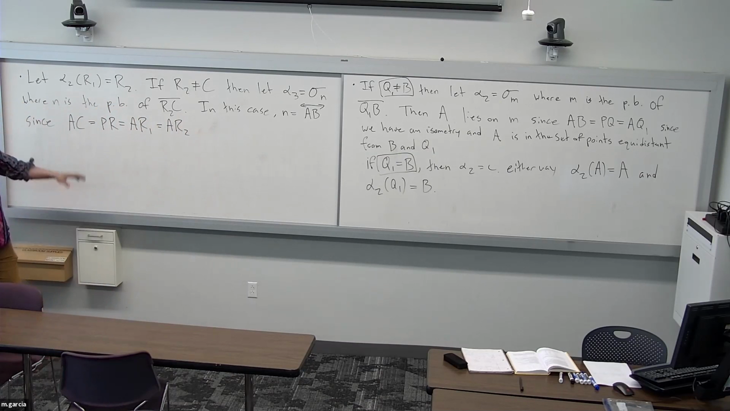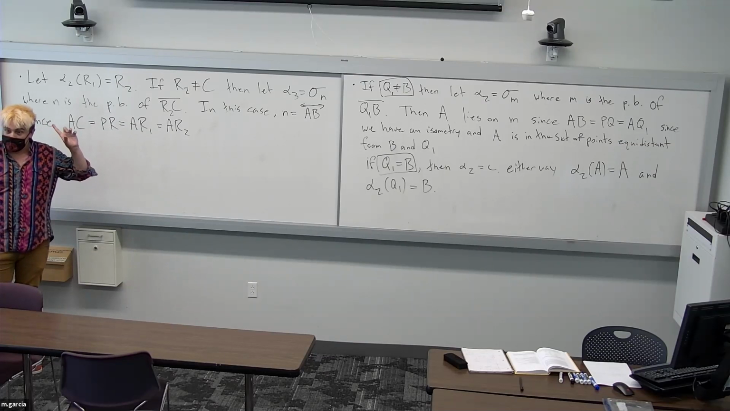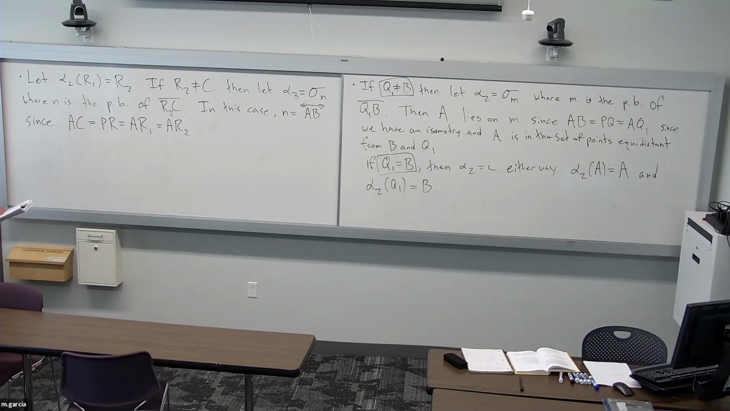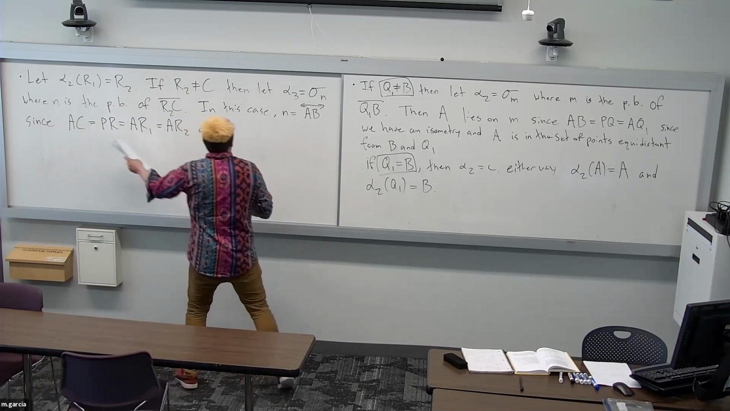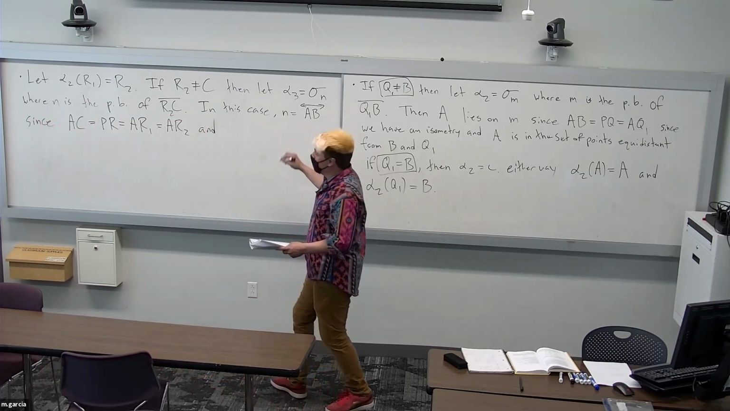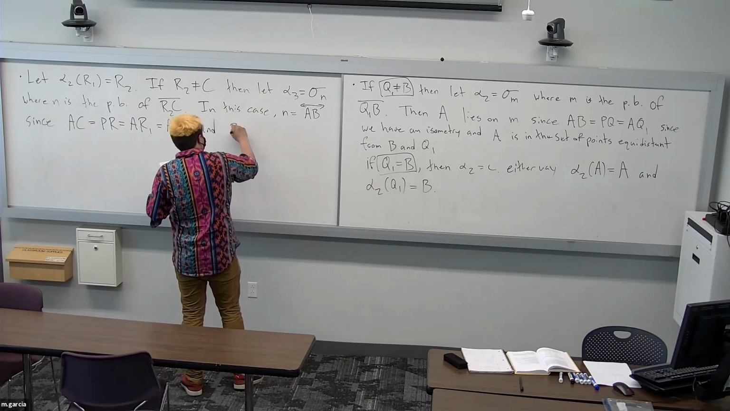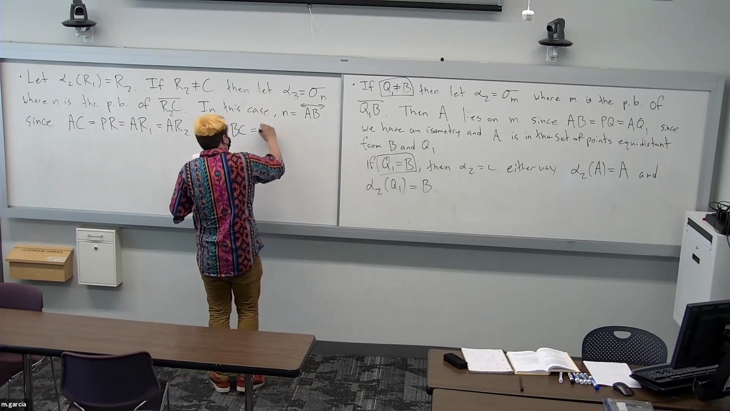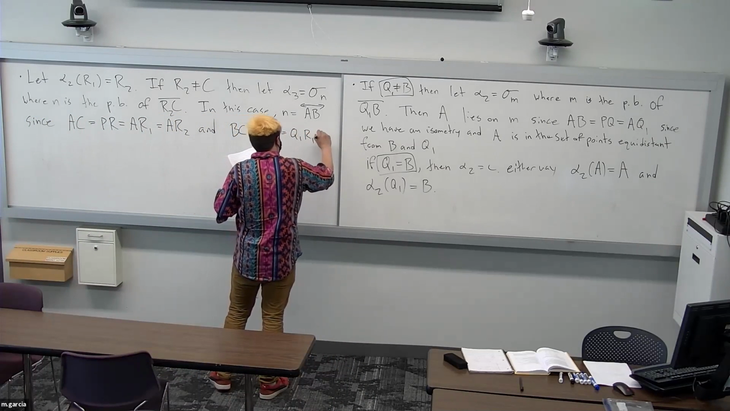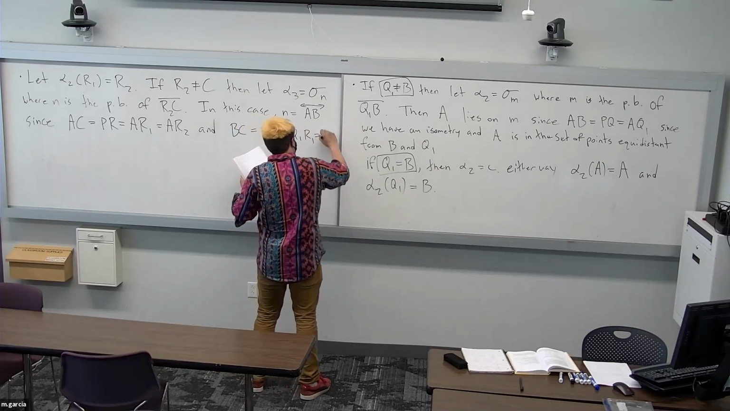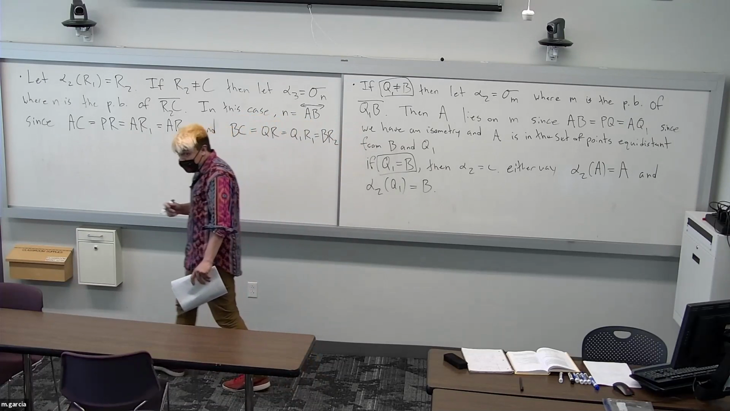That is to say, remember, isometries preserve triangles, right? Okay. And of course, this is what tells you that A is on that line N, and similarly, we have BC equals QR equals Q1R1 is equal to BR2. Okay?